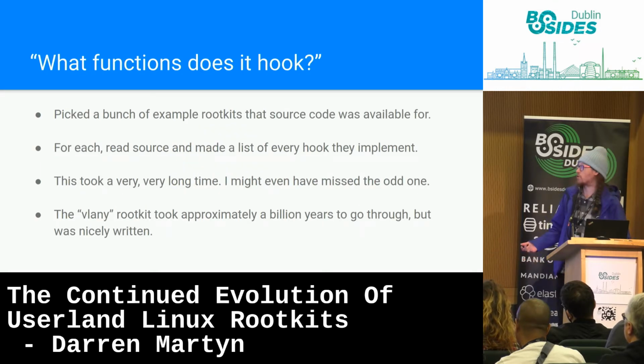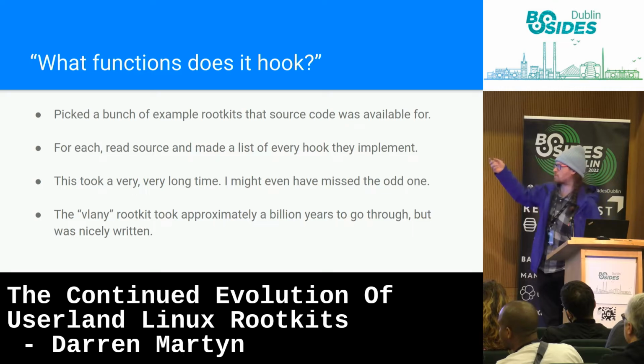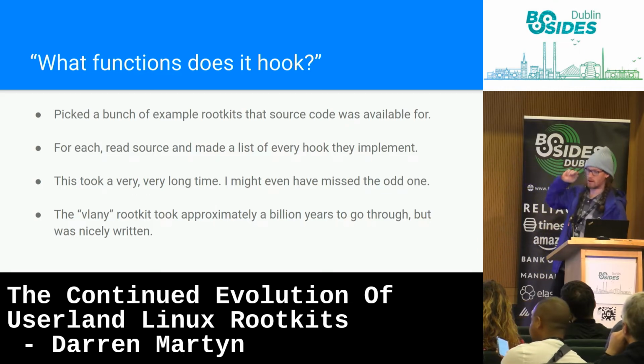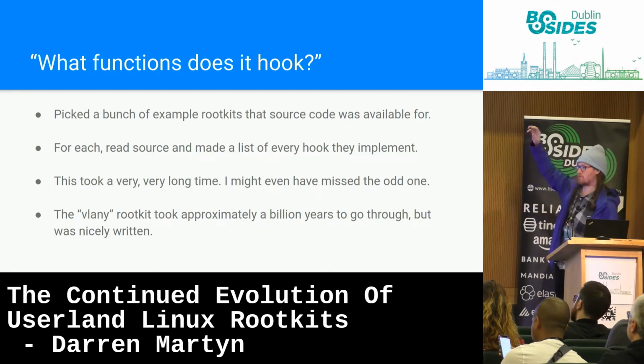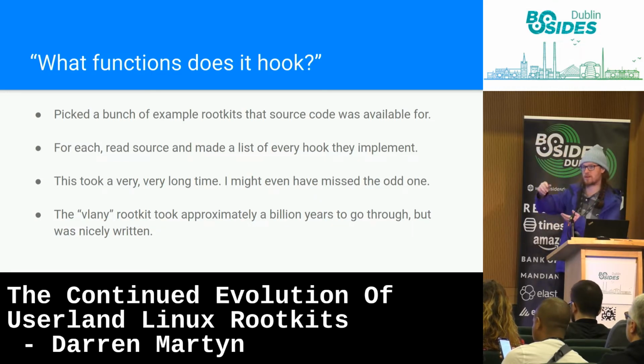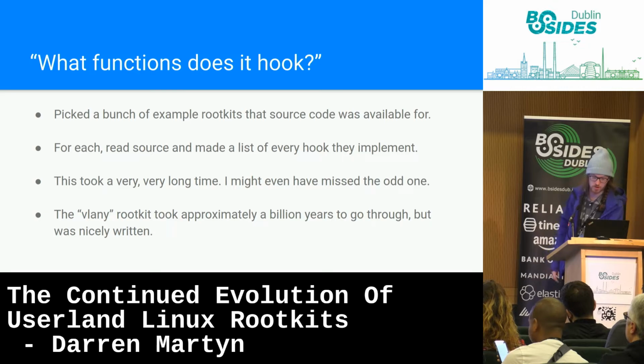Like the, what functions does it hook? One is something that I've got, a giant Excel spreadsheet that I need to publish for this. I basically picked a bunch of example rootkits that I had source code for and dumped out every single hook they implemented. On one side of the spreadsheet, you've got a list of every single possible hook, and then the names across the top and a little tick box. So when you get your sample, you cross-reference it, and you can pretty accurately identify, with no further reverse engineering or hard work, what rootkit you're looking at just by cross-referencing it against a spreadsheet.